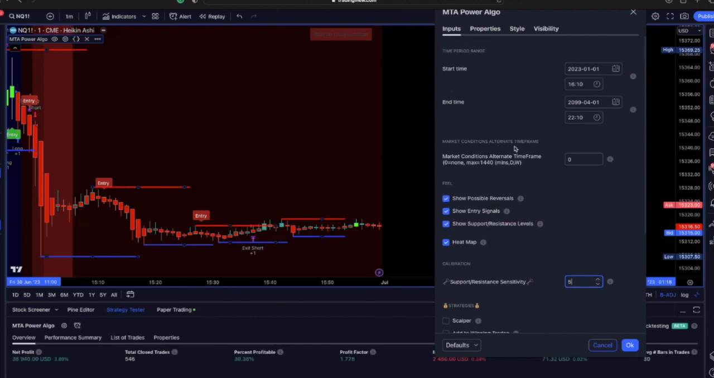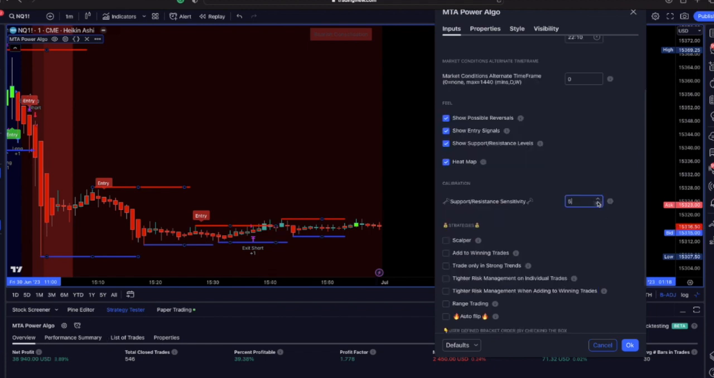If we loop back here to start time, the closer the start time is to the current day, the more realistic your calibration will be to the current market conditions. The further back you go, the more smoothed out your numbers are going to be.